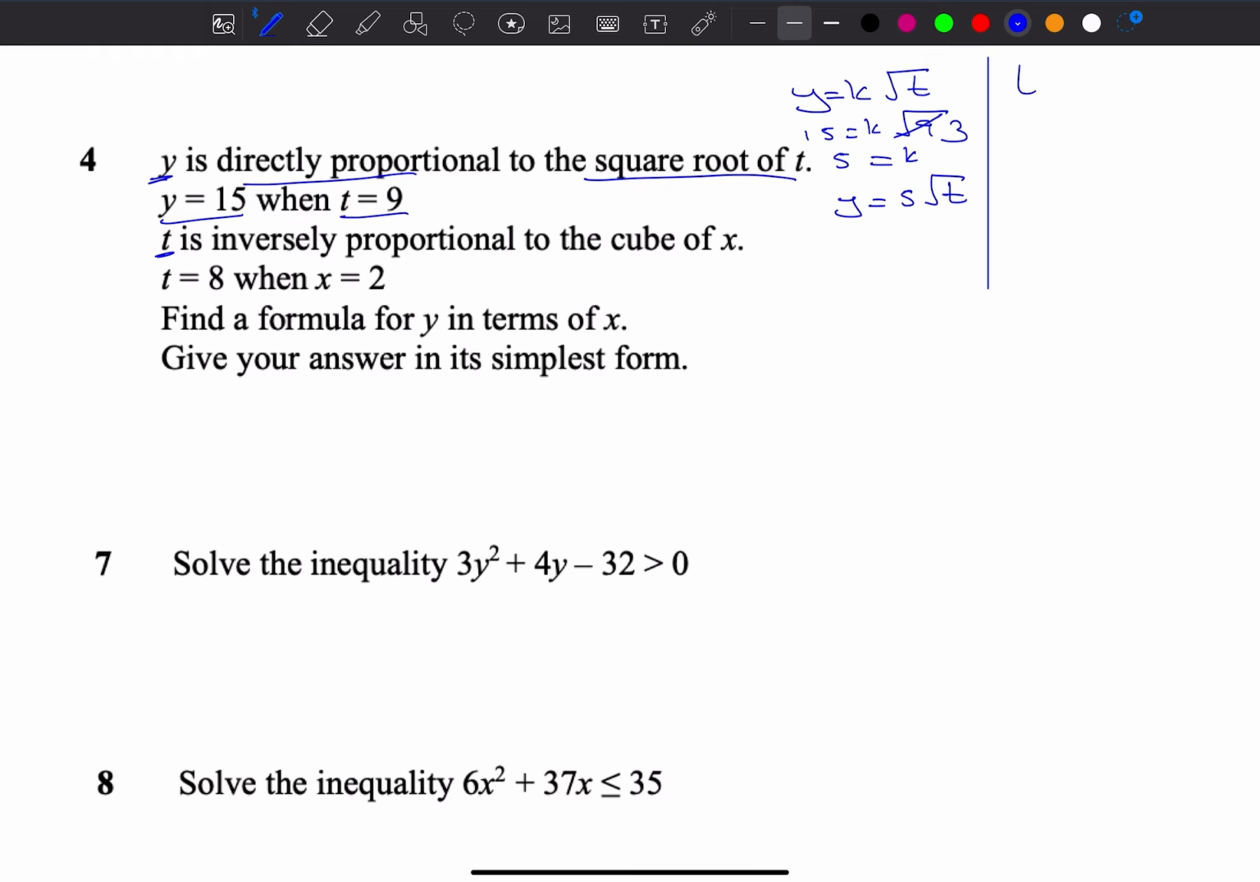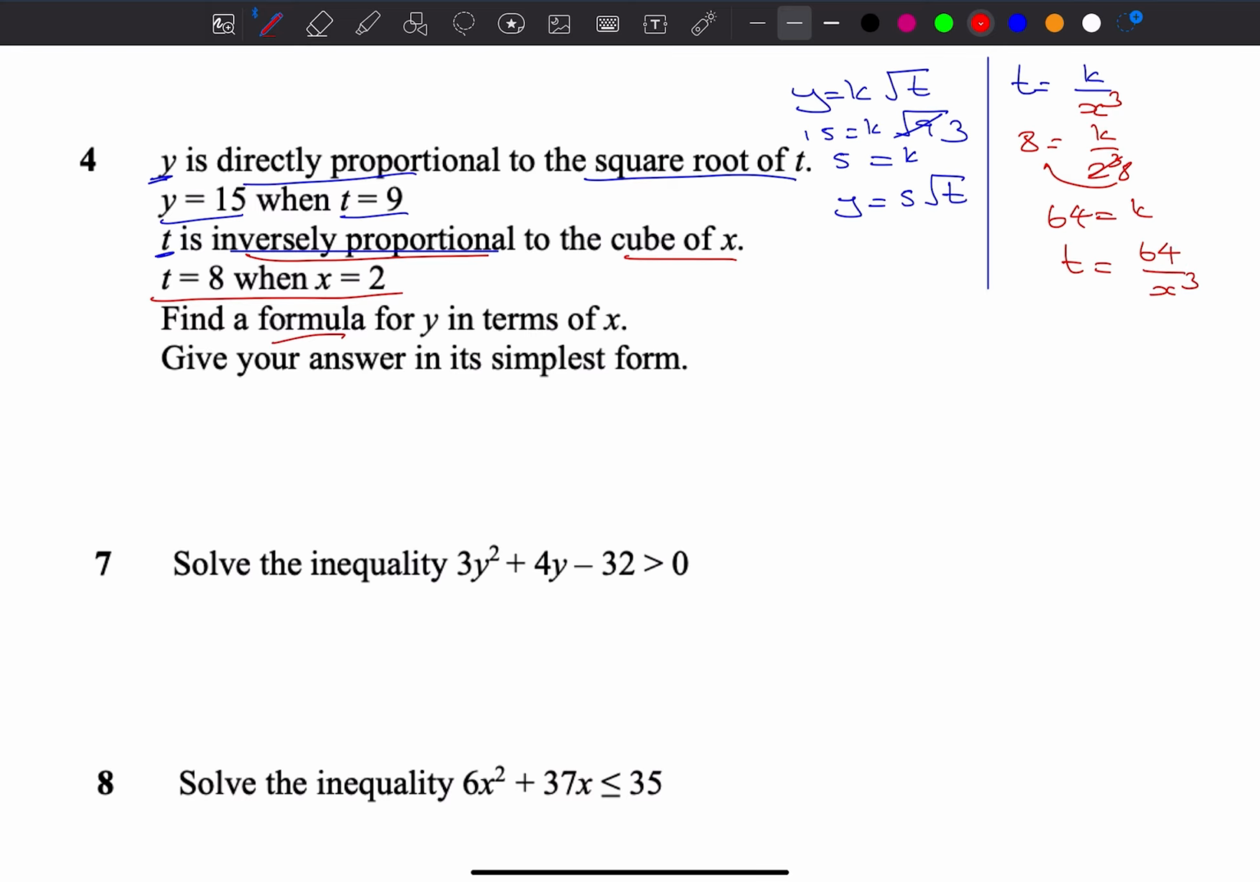T is inversely proportional to the cube of x, so T equals k over x cubed. Remember, this k and the k before are not the same thing, it's a different case. T is 8 when x is 2, so 8 equals k over 2 cubed. Multiply it, k is 8 times 8, which is 64. So the equation is T equals 64 over x cubed.